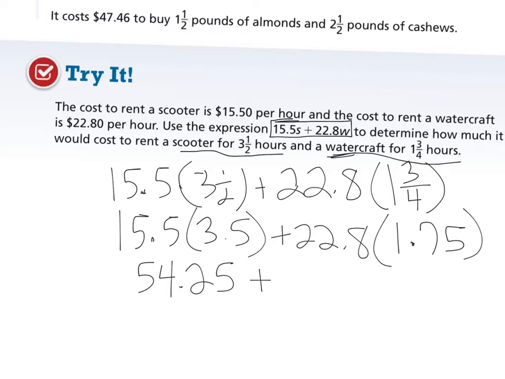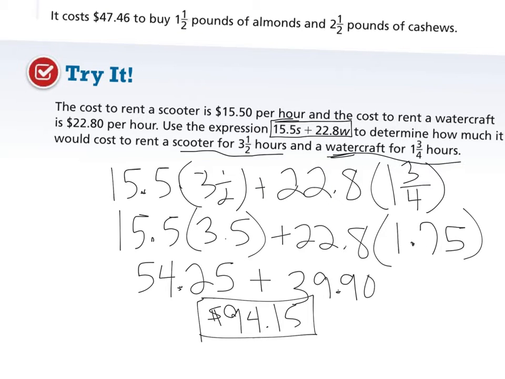Olivia, $39.90. Is that right? Yeah. Okay. And then we would add those together. You get 94 and 15. Okay, good. So $94.15.